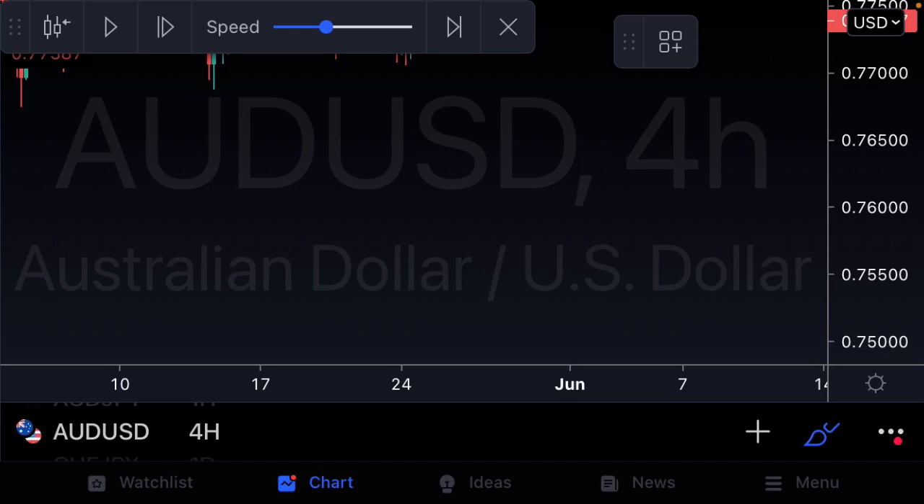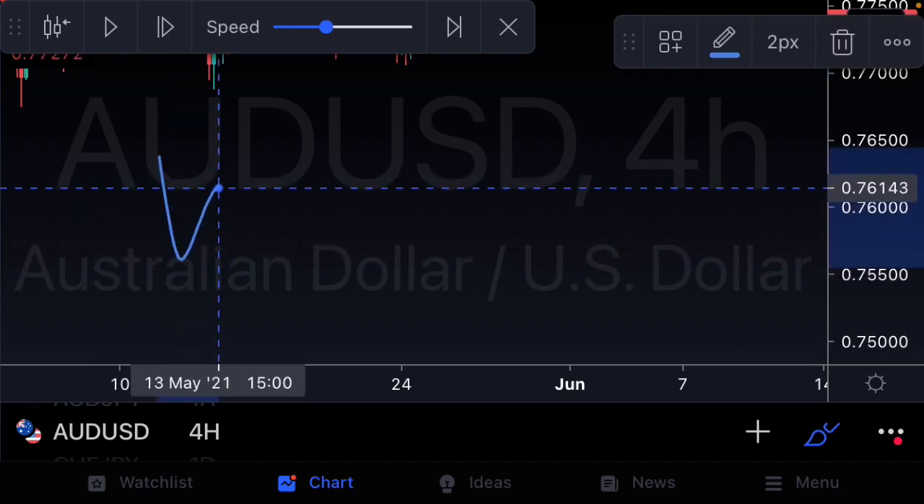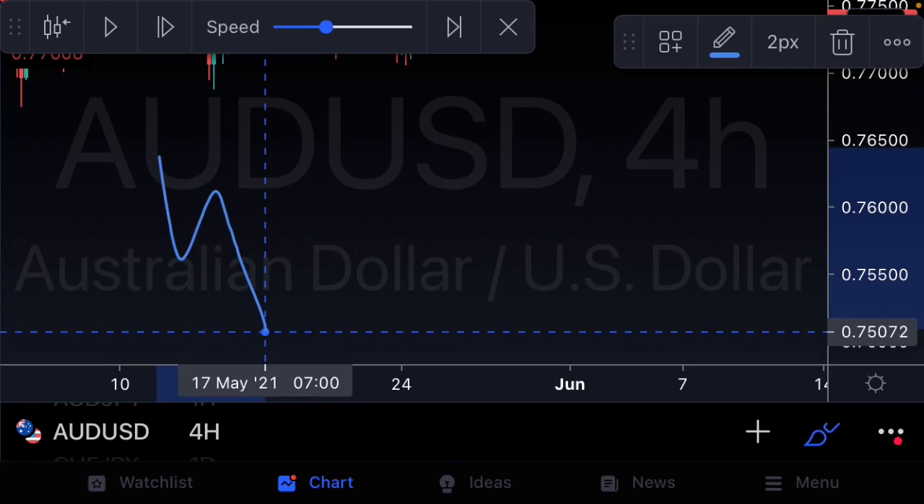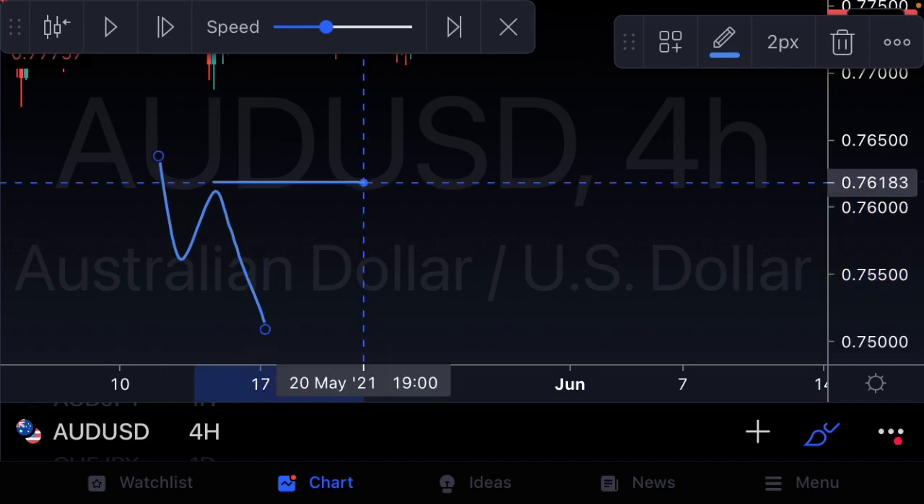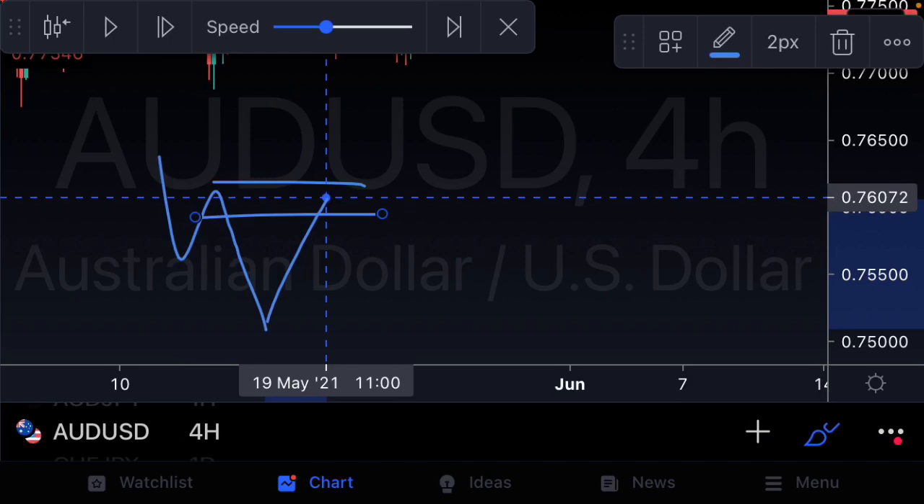So let's just create a hypothetical example. We have a nice support structure down there. We have some resistance. We see the support structure being violated. We're expecting the last bullish candle here to be our order block. And then obviously what we do is we wait to see prices come back into this area before we take a sell.